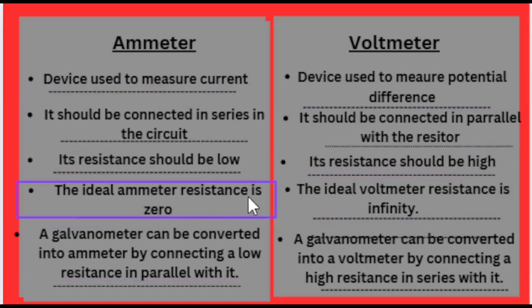The ideal ammeter resistance is 0. The ideal voltmeter resistance is infinity. A galvanometer can be converted into an ammeter by connecting a low resistance in parallel with it. A galvanometer can be converted into a voltmeter by connecting a high resistance in series with it.